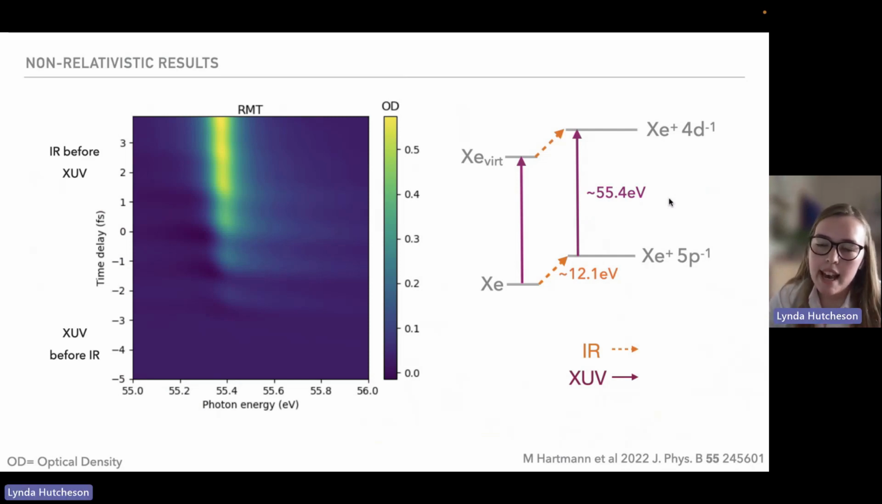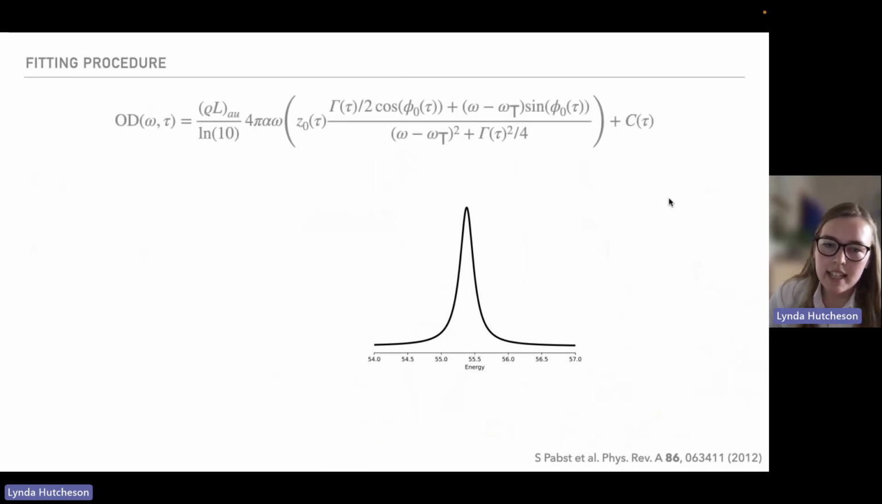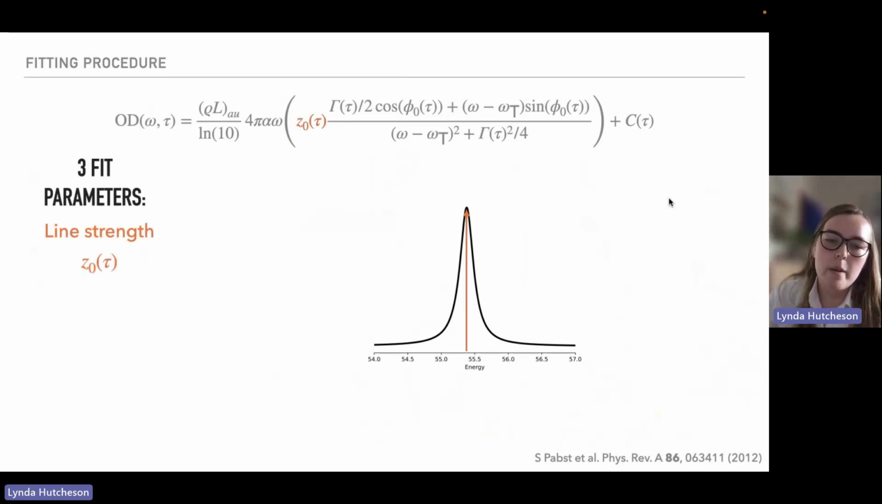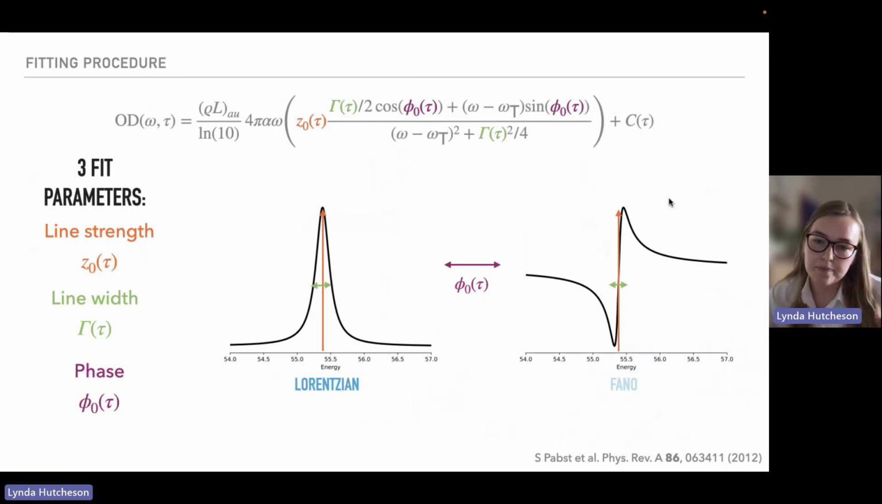To confirm that this is exactly what we're seeing, we look at the line shapes in more detail, and to do that, we perform a fitting procedure. The equation we use looks like this. What's important here is there are 3 fit parameters. The first is the line strength, or the height of the peak. The second is the line width, or the width of the peak. And the third is the phase, and that basically describes how Lorentzian or Fano your profile is. A phase of 0 corresponds to a Lorentzian profile.